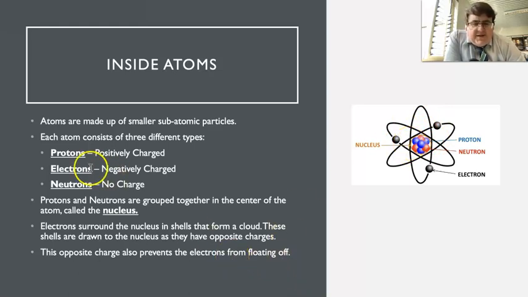So, like we've summarised here, protons and neutrons are grouped together in the centre of the atom. We call that the nucleus, like the nucleus in a cell. Electrons surround that nucleus in shells that form a cloud. Those shells are drawn to the nucleus because of the negative charge of the electrons and the positive charge of the nucleus. That charge also prevents the electrons from floating off because they're physically attracted to that positive charge.